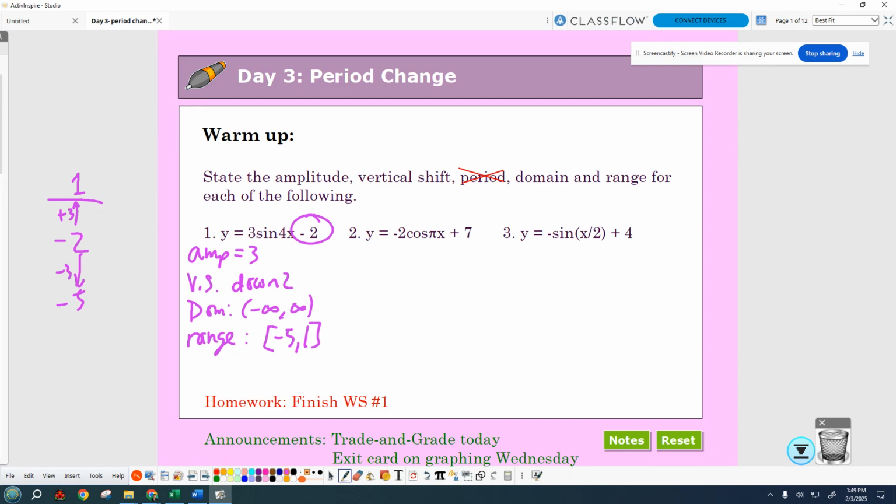Omar, amplitude for the second one? 2. How come he didn't say -2? Because all that does is just flip it over the x-axis. Okay, so the height is still 2. The negative isn't part of it, yeah.